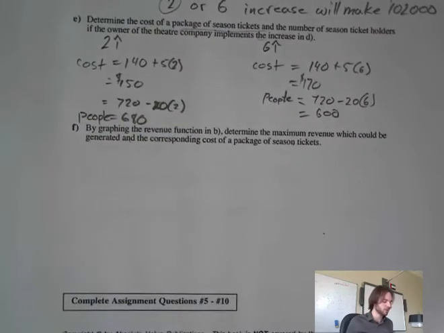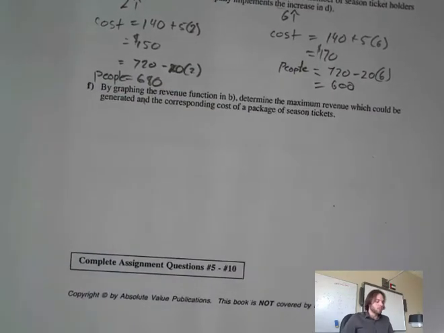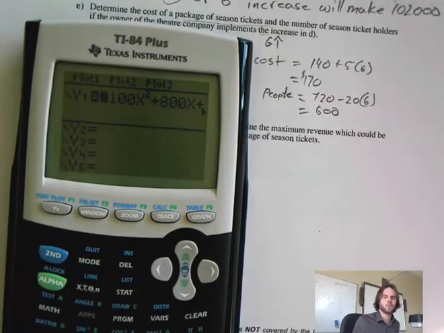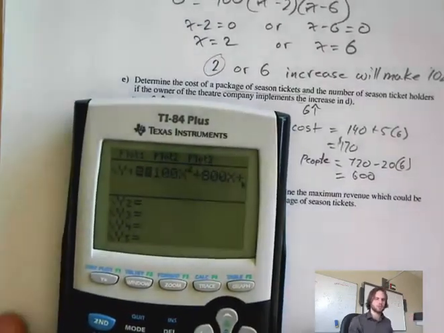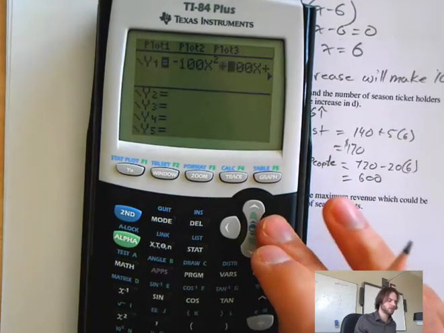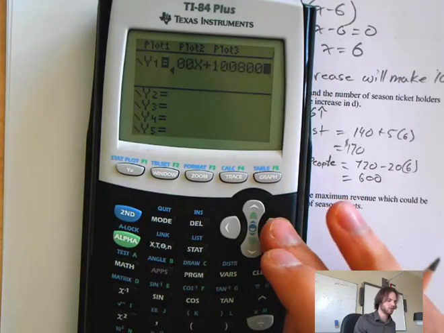Season tickets sold. Now, by graphing the revenue, determine the max and min which could be used. So we're going to now graph this here. I'm getting my trusty graphing calculator, and I already have it typed into my y equals. To save time, I punched it all in.